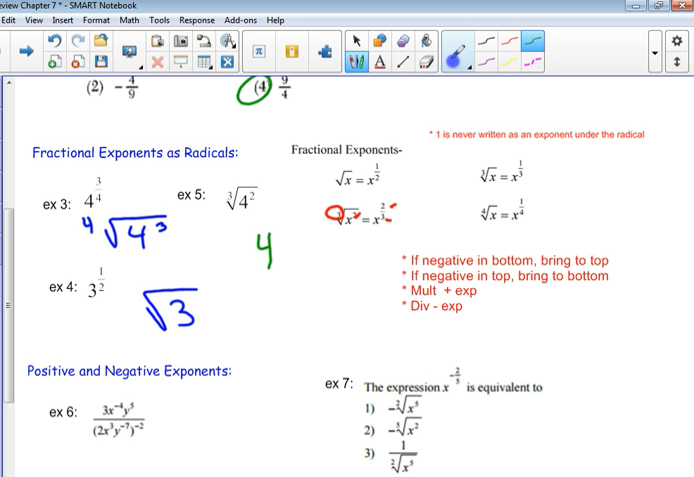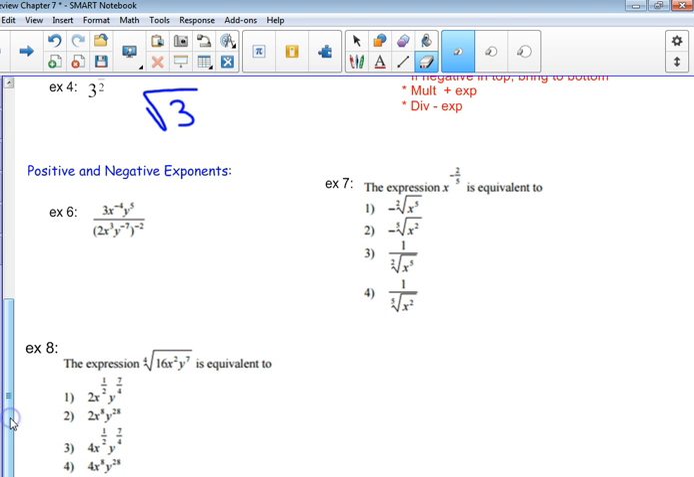How would you guys write example 5 as a fractional exponent? 4, 2, 3. 2 there is awesome. Yeah, good job. How was that part? Just go to the bottom, 2 goes on top? Alright. So that's going to come into some of the stuff we're going to do down here.